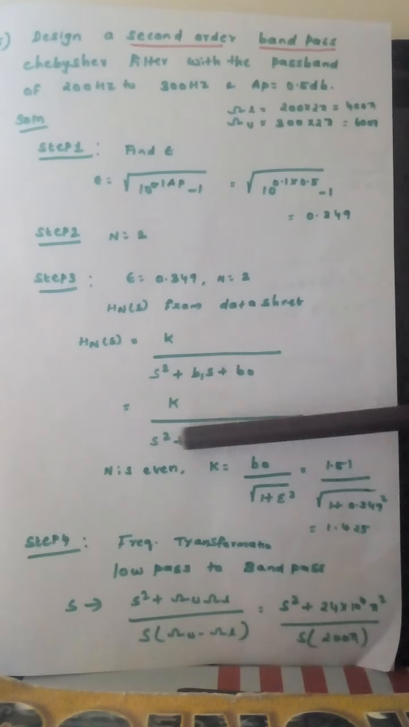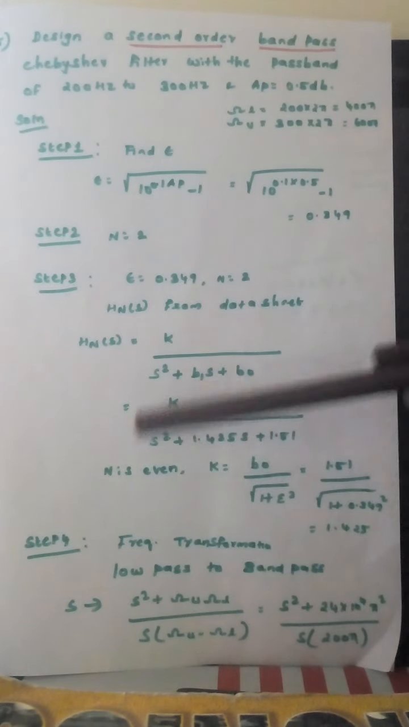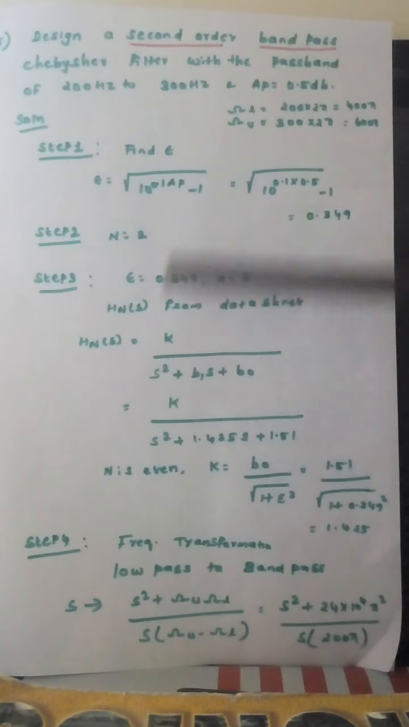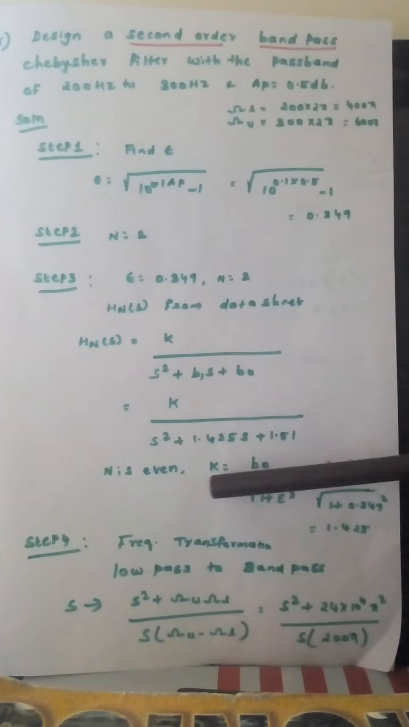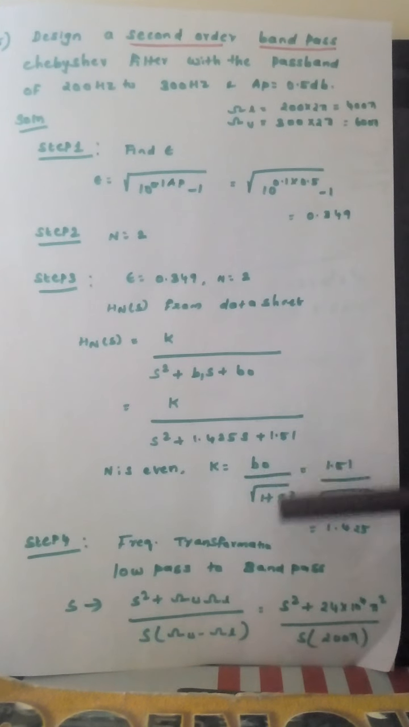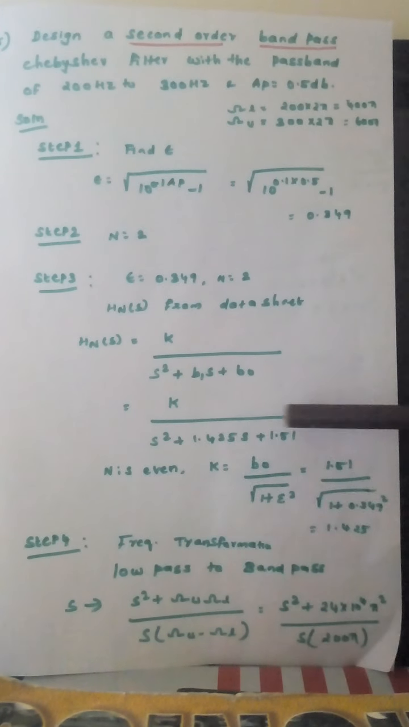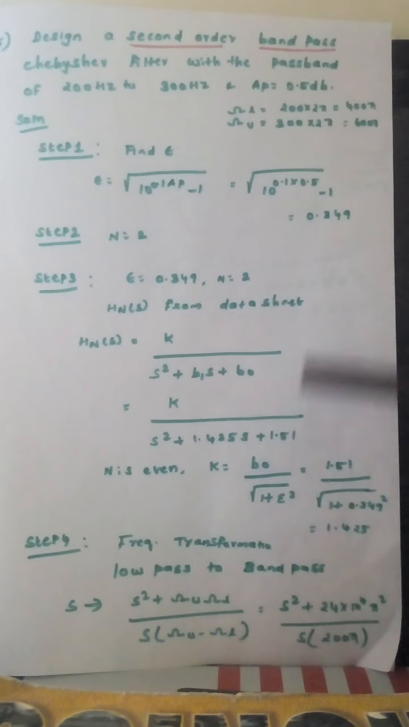So here the k value can be found out by whether n value is even or odd. Here n is an even value, so k value can be found out by b0 divided by root of 1 plus epsilon square. So b0 is nothing but 1.51 divided by root of 1 plus 0.349 the whole square. So we are getting it as 1.425.